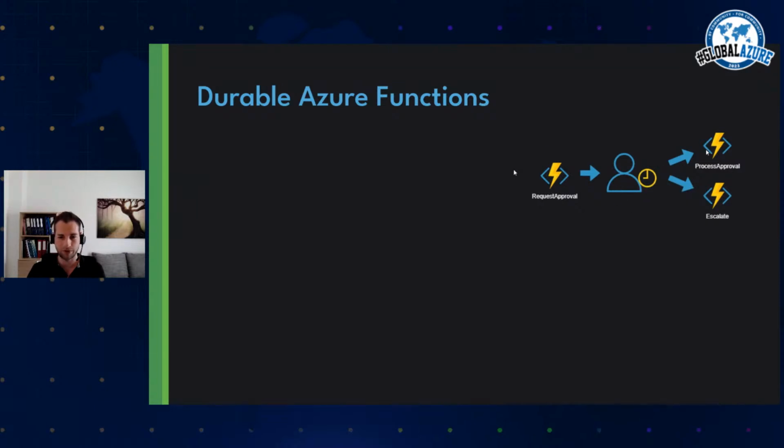And we don't want to keep our function running, waiting for this response. We want to stop at that point and only continue once we receive the response. And if it was approved, we want to process the approval, so we want to call another function. Or maybe if some timeout happened, then we want to call another function to escalate this approval process and maybe notify someone else who has more permissions.